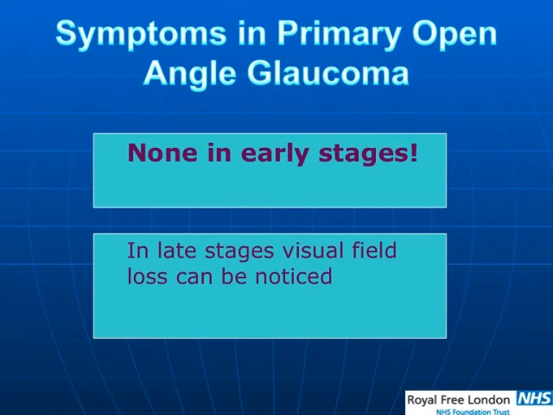So what are the symptoms in primary open-angle glaucoma? How do you know if you have it? Well, that's the trouble. There are no symptoms in early stages. In late stages, when your visual field has been severely affected, sometimes it can be noticed. So how does the visual field loss present? You think probably it's quite easy: you get a couple of black patches, no trouble, I realize that, see the optician. Well, it's not that easy, because the early changes are not obvious.